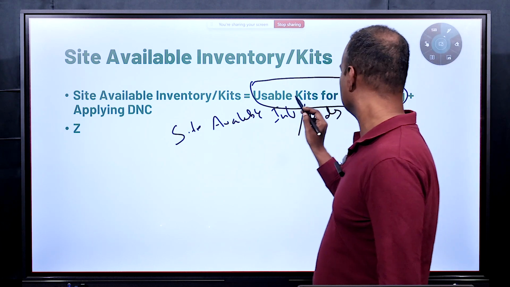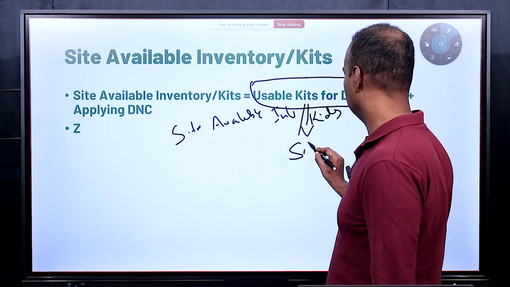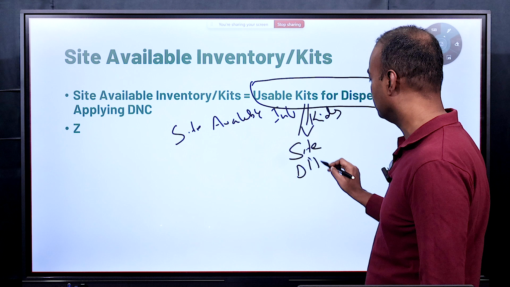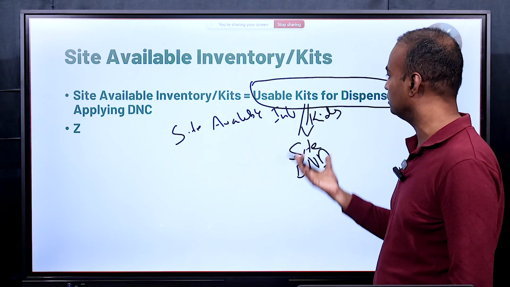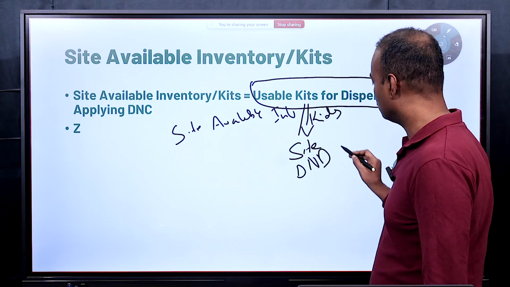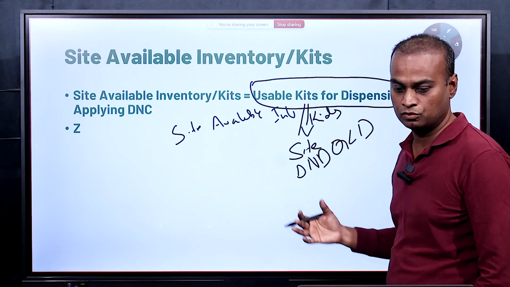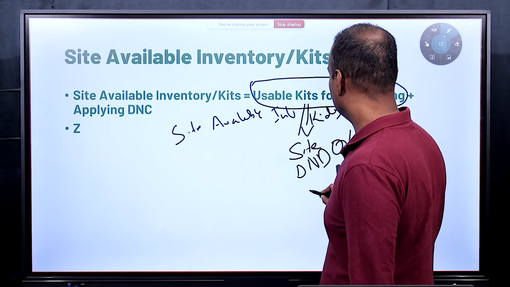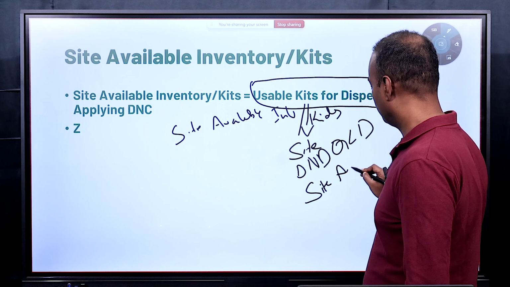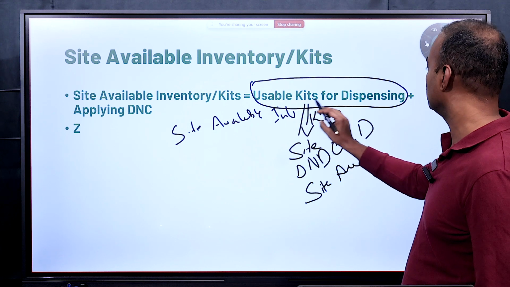So when a kit is usable for dispensing, it should satisfy some criteria. First one, the kit should be at site. Okay, this is the first criteria. Second one, the kit should not hit D&D. If the kit hits the D&D, it is not available. It is not considered as a usable kit for dispensing. Next one is the kit should not be quarantined, lost or damaged. Okay, and also the kit should be in the available status, site available status. So if it satisfies these three criteria, then it is called usable kits for dispensing.